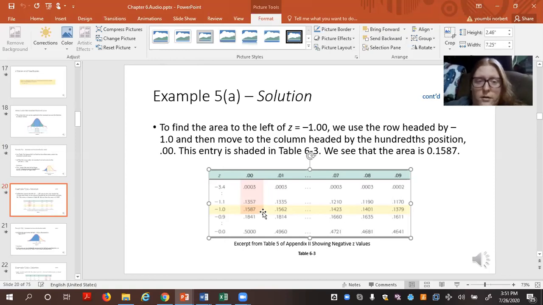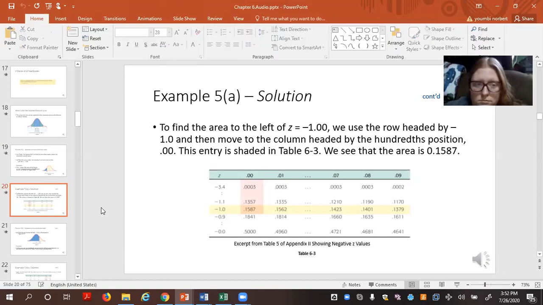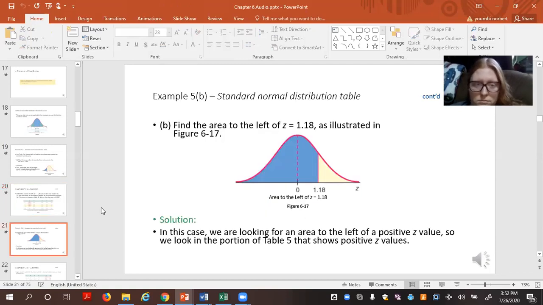It was difficult with the calculator. I don't want you to learn both. I want you at least to see how to read the table. This is for those who are using the table. In this class, we don't have the time to learn the table. We use calculator or Excel.